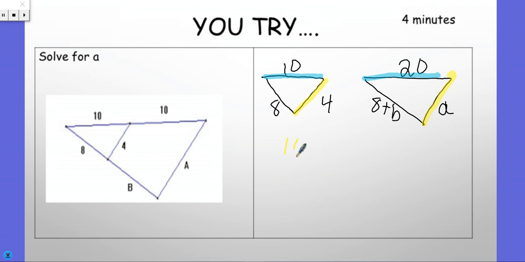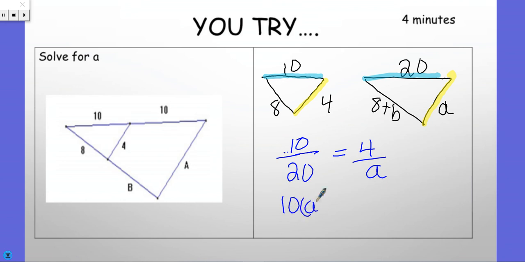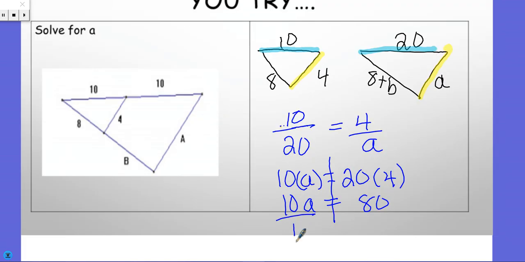So I can say 10, let me go with a different color. 10 over 20 equals 4 over A. 10 times A equals 20 times 4. Let's go down the middle. We get 10A equals 80. Divide by 10, divide by 10, A equals 8. And we got it. We answered the question. A is 8. All right, let me go to the next one.